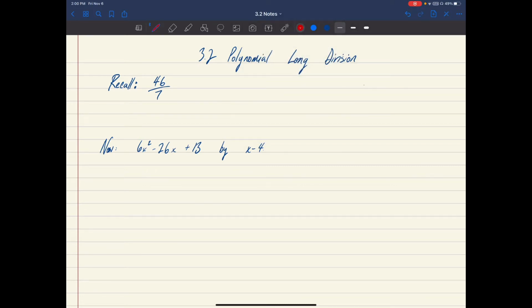It says recall 46 divided by 7. We're actually using the same algorithm that we've used for long division. So 46 divided by 7, we would get 6 and then a remainder of 4 out of 7. We're going to be using that same idea, but doing it with polynomials. Okay, so let's look at our first one: 6x squared minus 26x plus 13 divided by x minus 4.